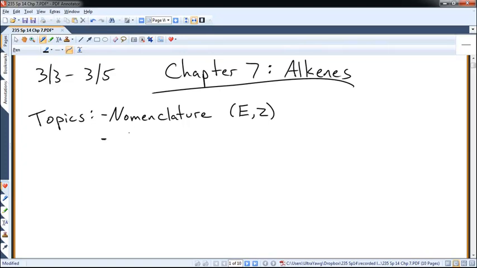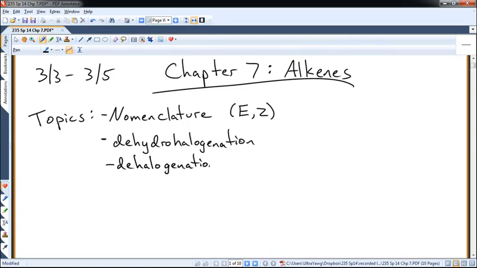The things I want to focus on in this lecture review are going to be dehydrohalogenation, dehalogenation, and dehydration, specifically dehydration of alcohols. There's other things you could dehydrate, but we're going to do alcohols. So these are essentially our three alkene methods.